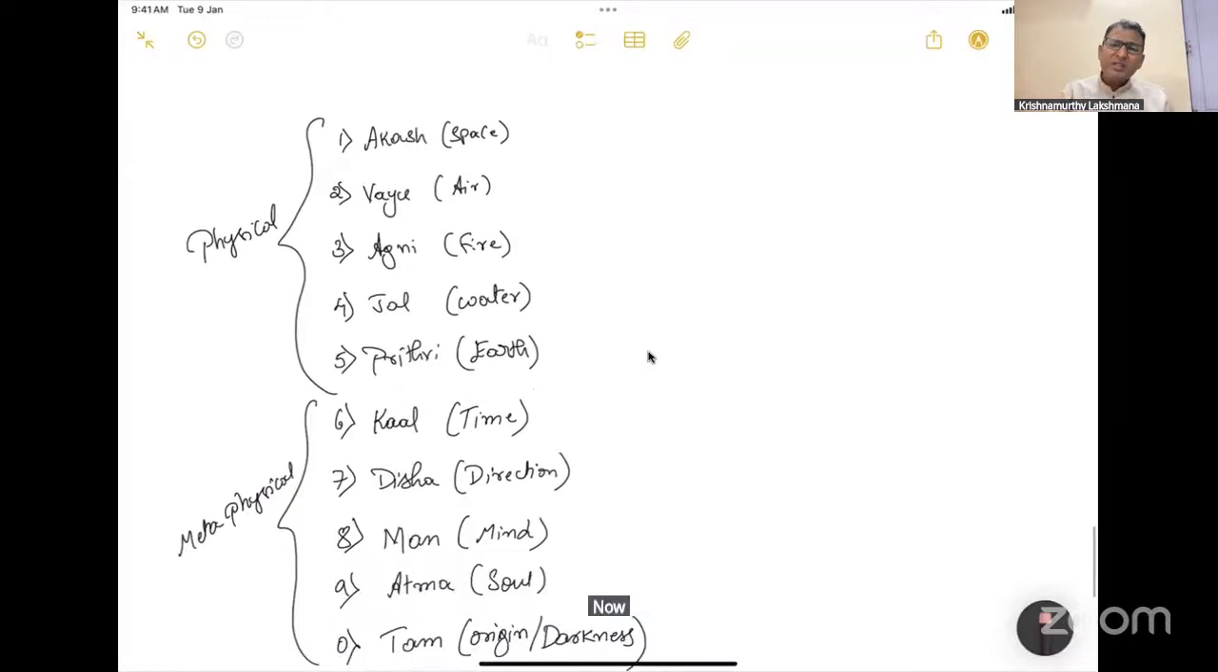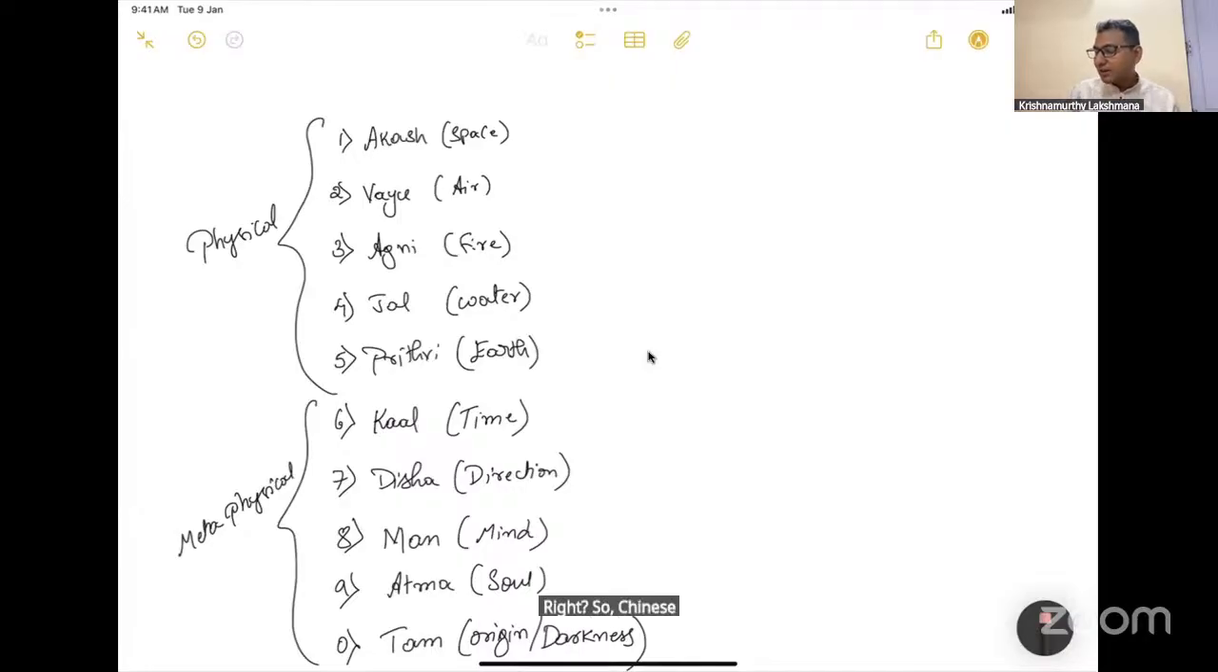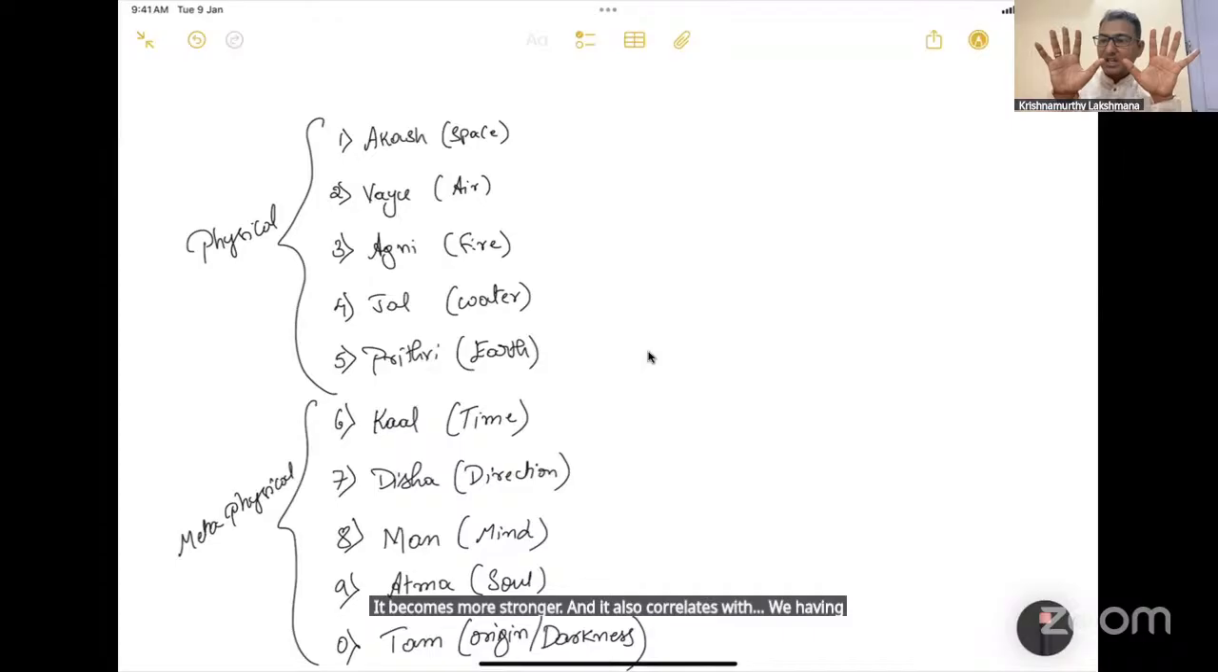Now, why did we choose 10 elements? Why not only treat 5 elements? So Chinese were using only 5, no? We could also have used only 5. Why did we have to go to 10? Because when we add metaphysical, the treatment becomes more potent. It becomes stronger. And it also correlates with us having 10 fingers. 10 fingers in the hand, 10 fingers in the feet. Right?